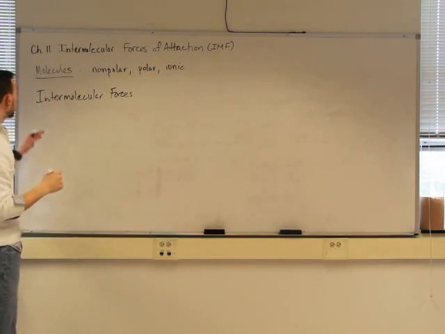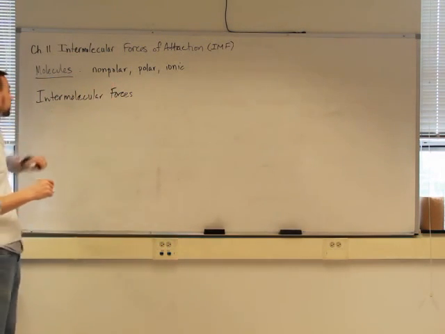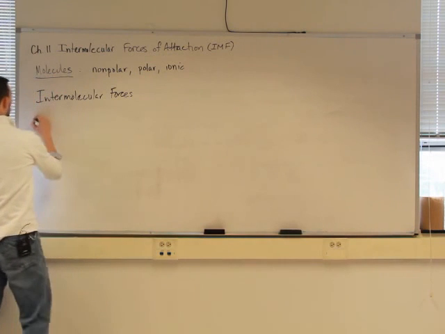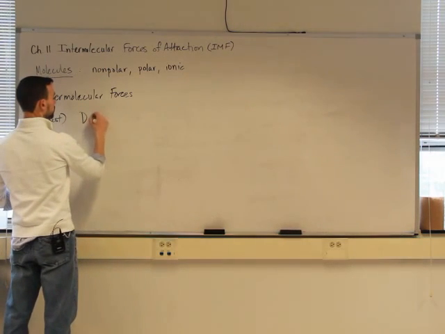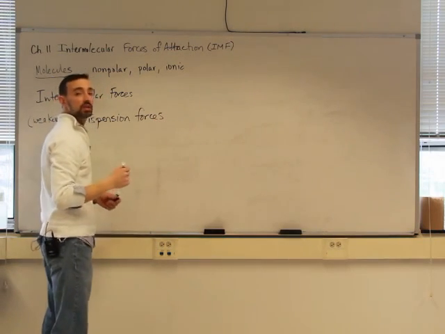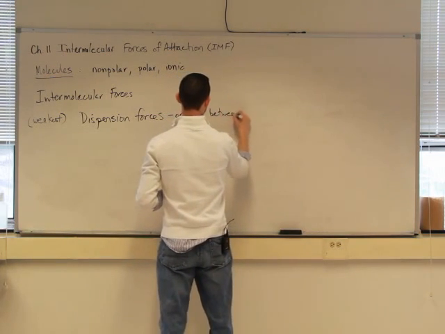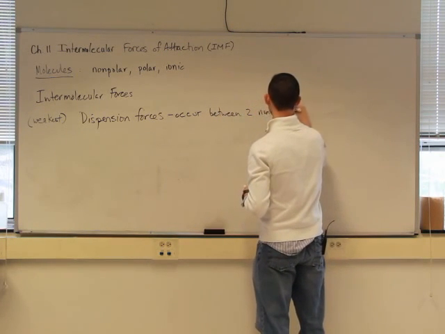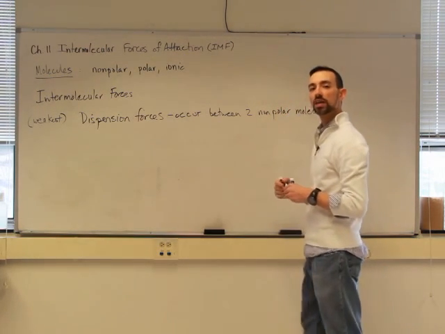Because they are determined by the degree of polarity or ionic bond that's present in your molecule, right? So let's go from weakest to strongest. The weakest of our intermolecular forces is known as dispersion forces. Okay. Dispersion forces occur between two or more, but at least two, nonpolar molecules. All right, between two nonpolar molecules.